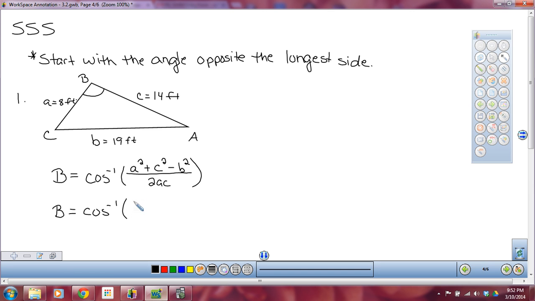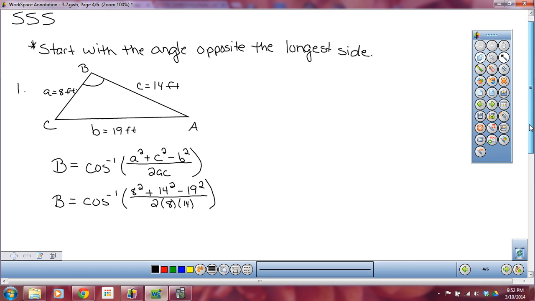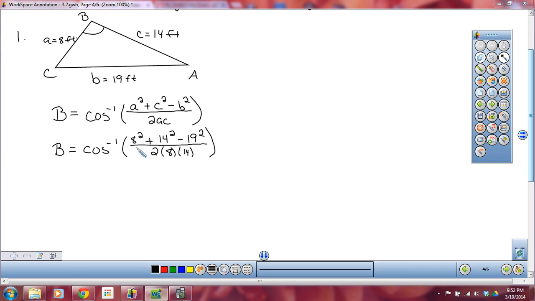All right, so A is 8, so I've got 8 squared plus C squared, so we got 14 squared minus B squared, that's 19 squared, over 2 times A times C, which is 14. All right, and here's the deal. I don't want you to do the top and do the bottom and divide those and then take the cosine inverse of that number. That's not what I want. I want you to plug this in all at once.